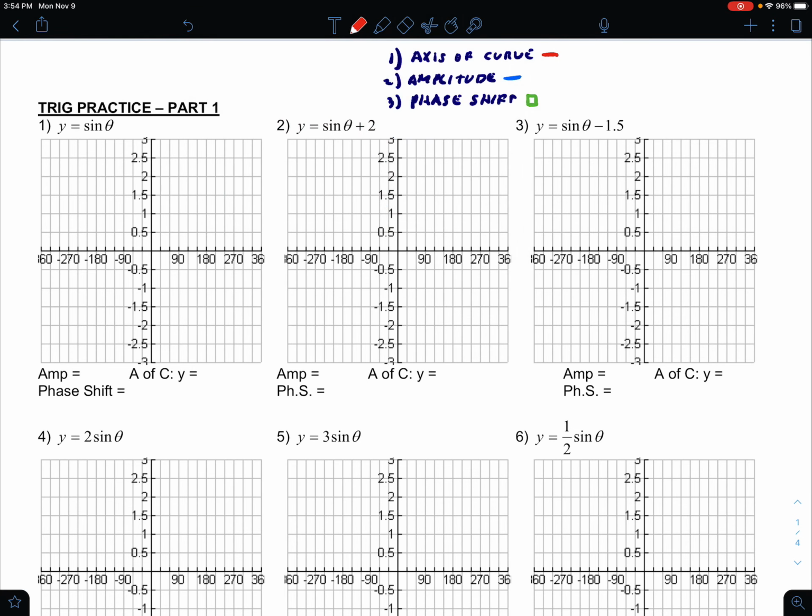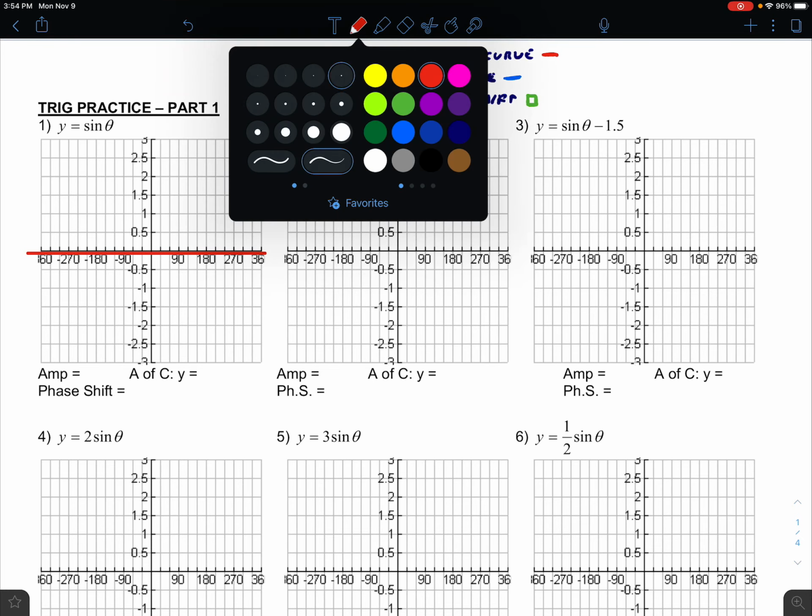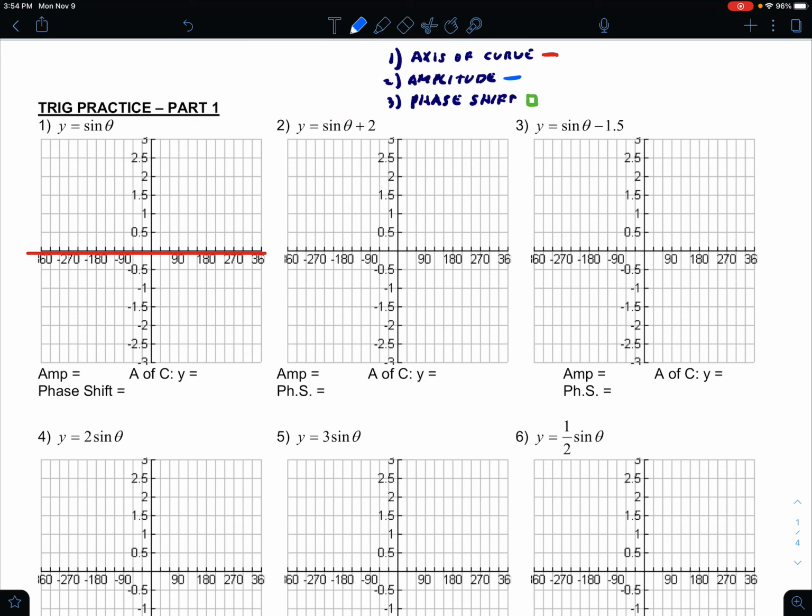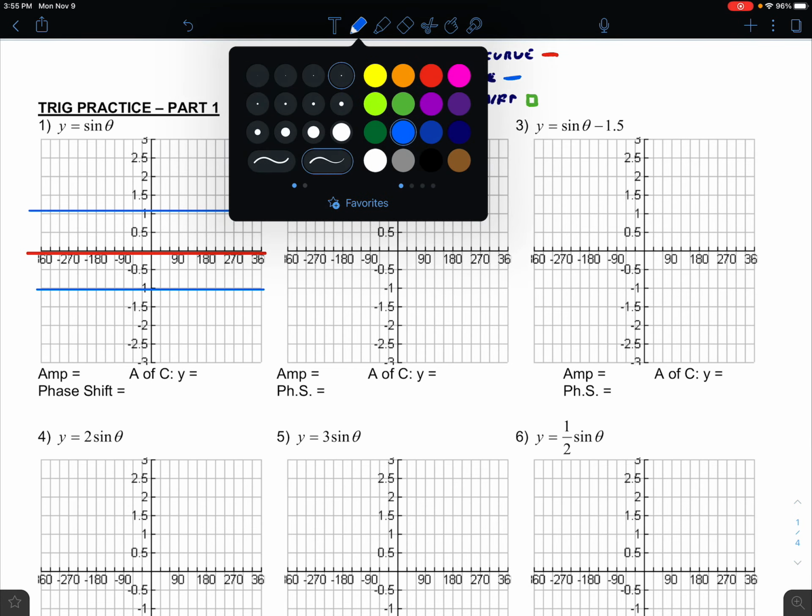Okay, let's check y equals sine theta. Is sine theta plus 0, so the axis of the curve is just y equals 0, and we can just draw it there. Okay, now let's go for the amplitude. I'll make it thinner. The amplitude is 1 sine theta, so amplitude is 1, so it's going to go 1 above and 1 below. And there it is.